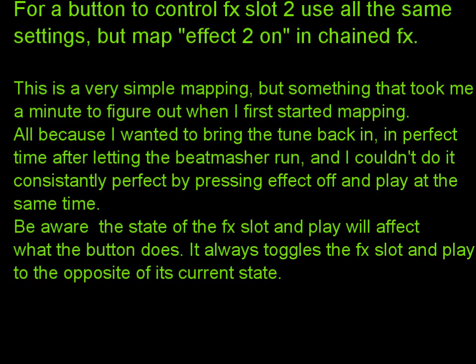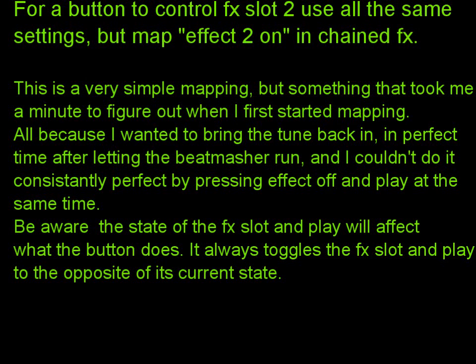Okay, to map the other button so you can control the effect slot 2, just use the same settings but map effect 2 on in chained effects in effects 1, and then of course map a play pause toggle in device target. Now this mapping's super simple.